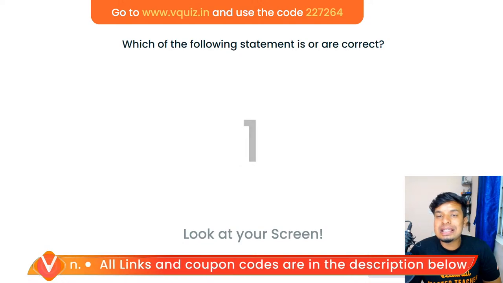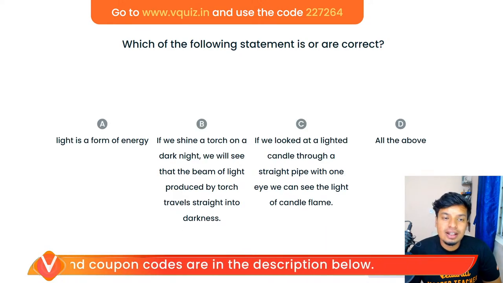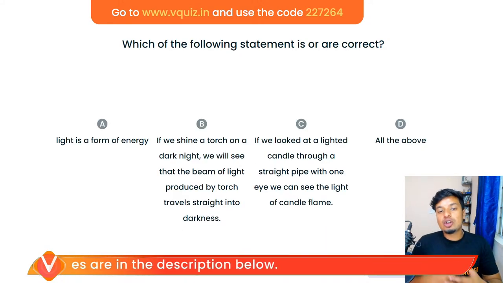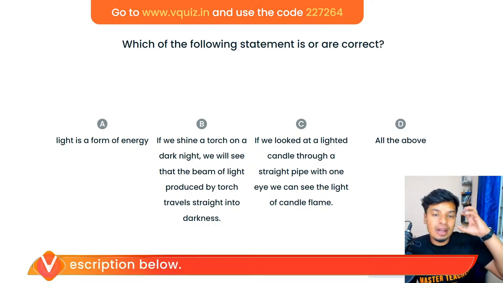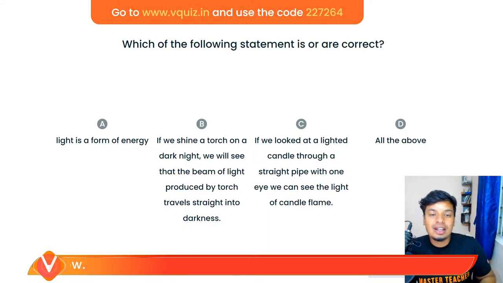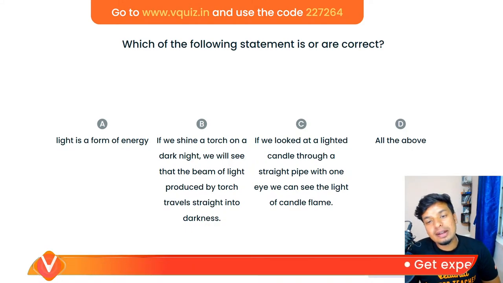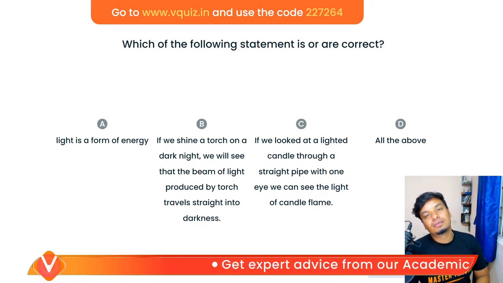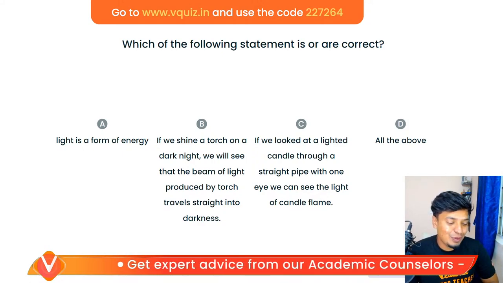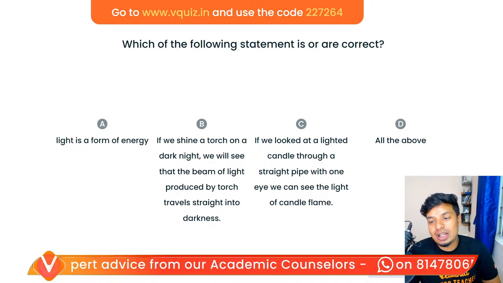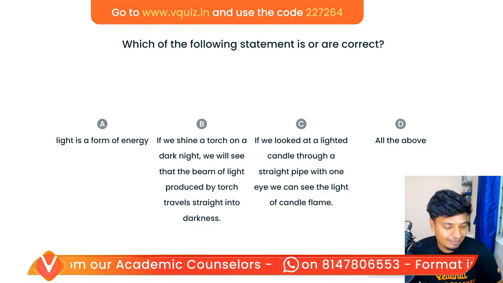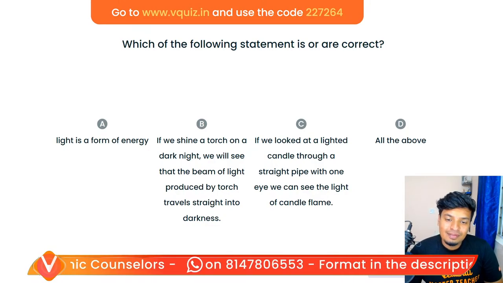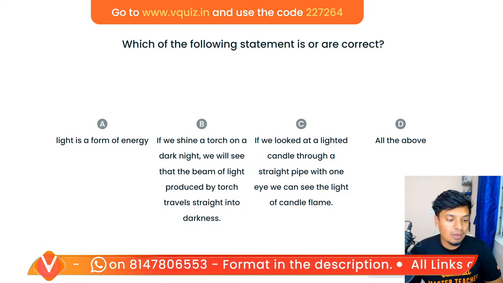Which of the following statements is or are correct? Light is a form of energy. If you shine a torch on a dark night, you will be able to see the beam of light produced by the torch traveling in a straight line into darkness. If you look at a lighted candle through a straight pipe with one eye, we can see the light of the candle flame. All of the above. If you can read as fast as me, you will be able to answer it quickly. Come on, quick.